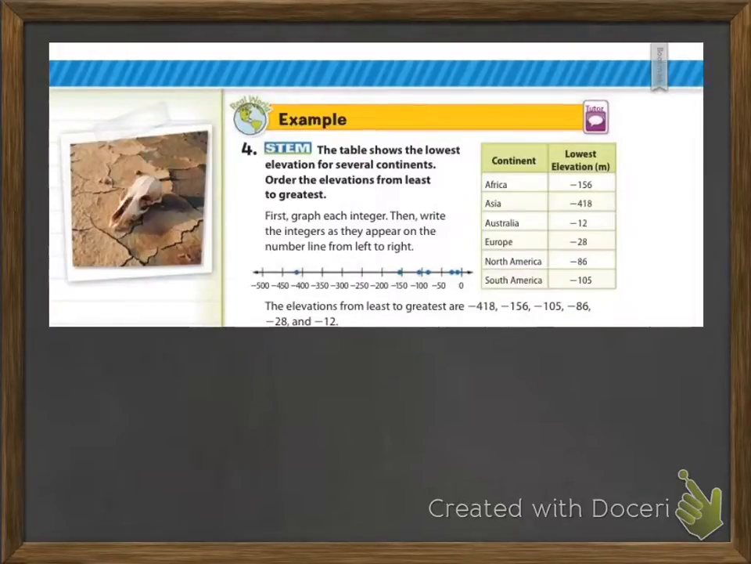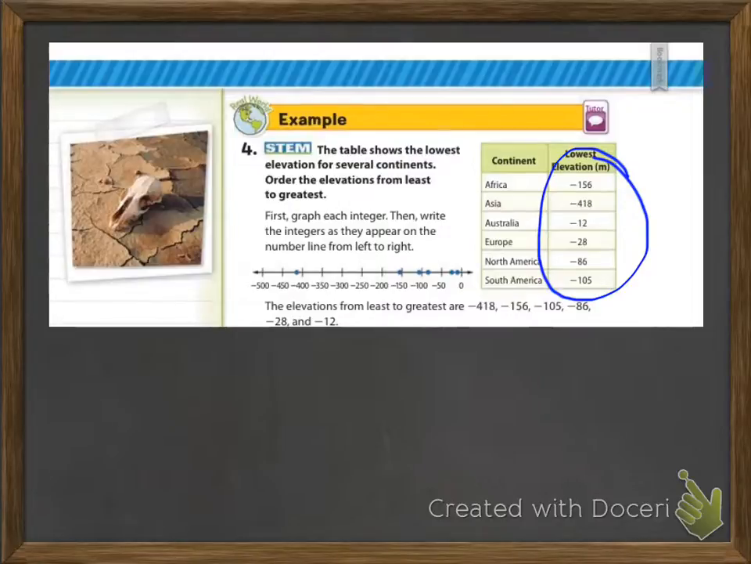All right, let's go ahead and look at example 4. Example 4 reads, the table shows the lowest elevation for several continents. Now, elevation has to do with how high above sea level you are or how low. The higher you are, the higher the elevation. So, order the elevations from least to greatest. So, here's the deal, you guys. You've got 1, 2, 3, 4, 5, 6 countries listed here, and these are their elevations.